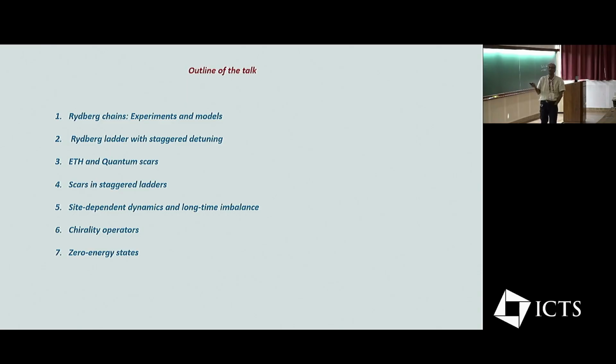that this leads to a scar-induced imbalance, even when the system is not MBL, it doesn't have strong disorder or anything like that. And then I'm going to discuss, if time permits, the role of chirality operators behind these scars and this imbalance. And finally, there are some simultaneous zero energy states which are quite interesting, which are found in ladders but not in chains, and I'm going to talk about that.